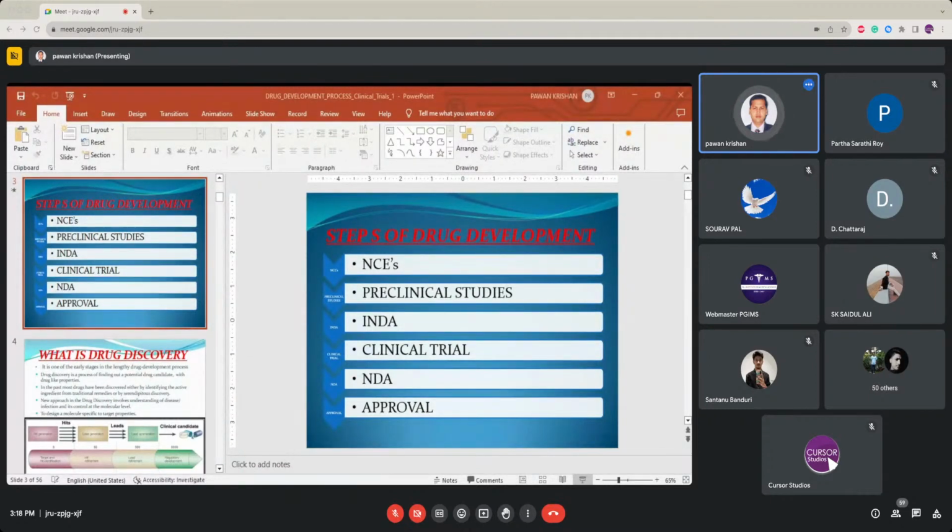Is the slide changing? Pardon, is the slide changing? No, sir. Yes, sir. Now it is there. Shall I move? Is it moving? Yes, sir. Now it is there. When I go into the slideshow mode, I think there is some issue. Okay, so when I'm presenting the slide, it's not moving. I don't know what the issue is.